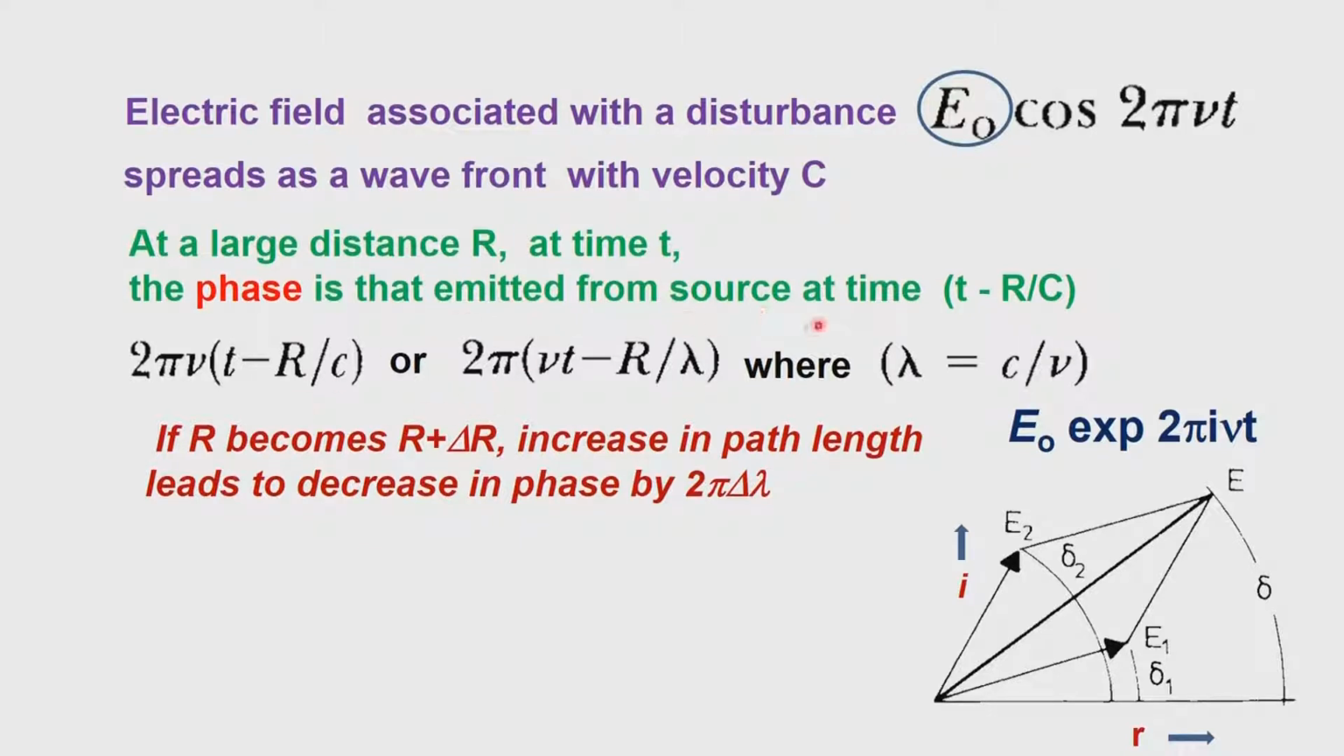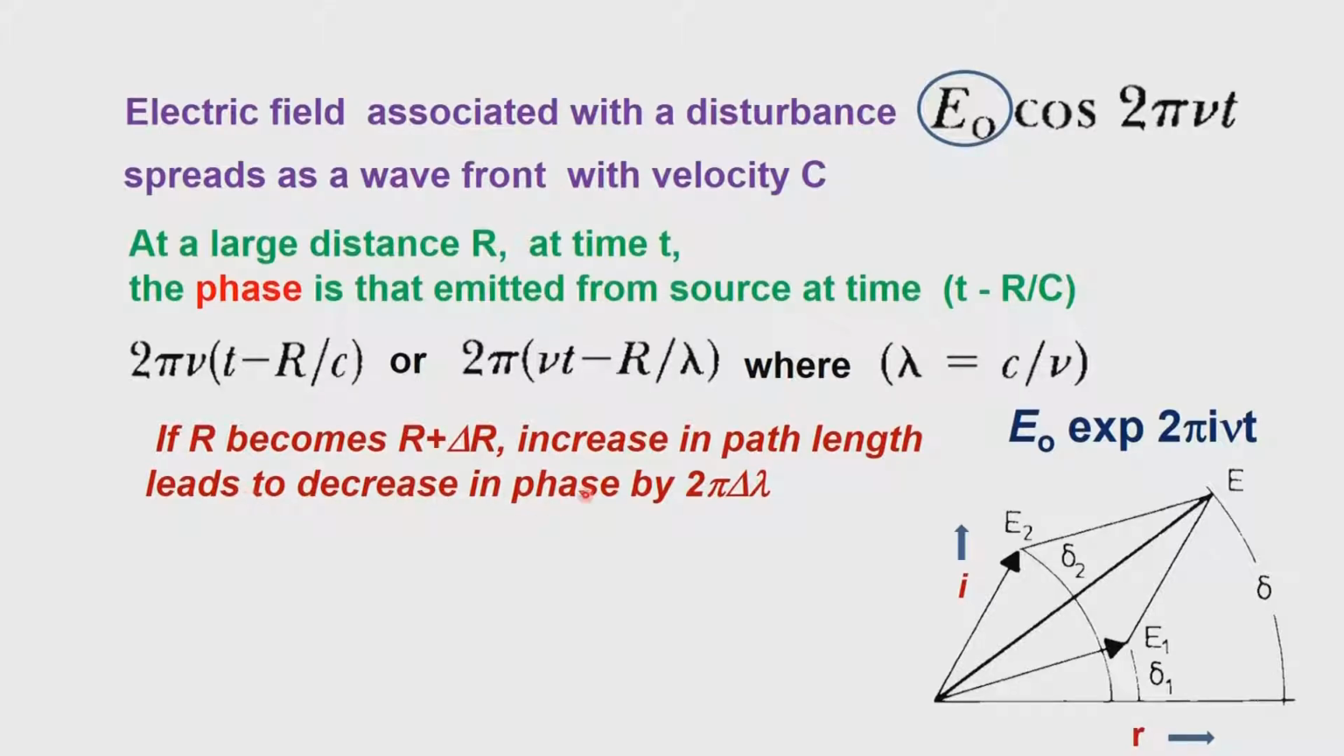Now, we consider a situation where the distance r becomes r plus delta r. If delta r is an additional distance, that means there is an increase in the path length. Whenever there is an increase in the path length, there is a corresponding decrease in the phase. As we go to longer and longer distances, the phases keep on reducing, and that decrease is 2 pi delta r by lambda.